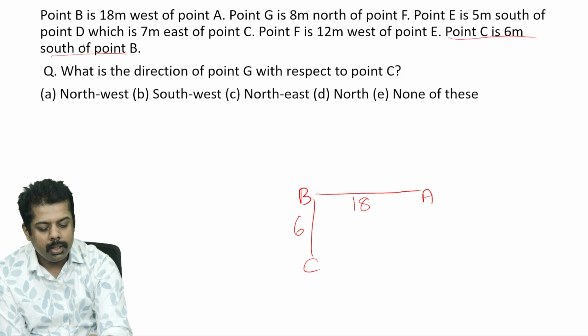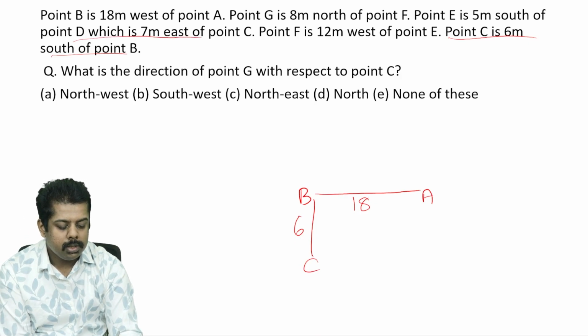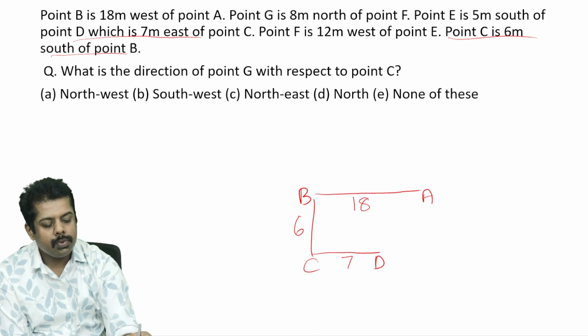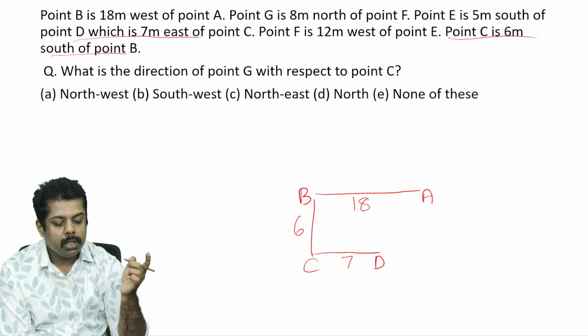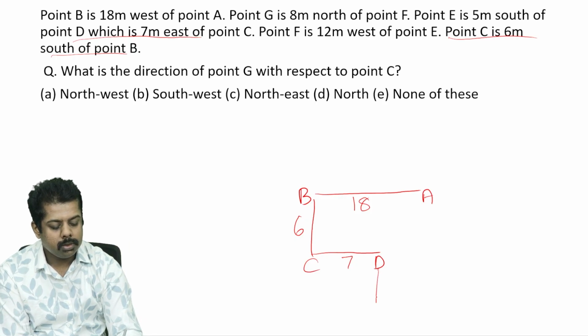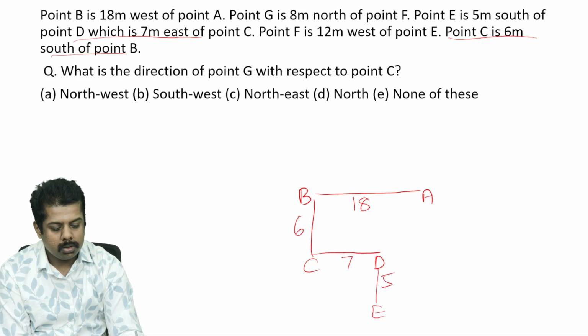Now D, which is 7 meters east of C. So D is east of C, 7 meters. We can place D here. Another point which we can take: E is 5 meters south of D. So E is south of D, and the distance given is 5 meters.